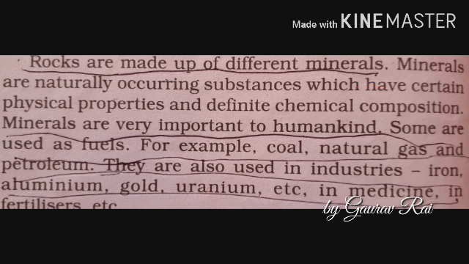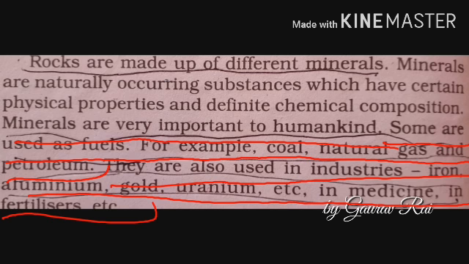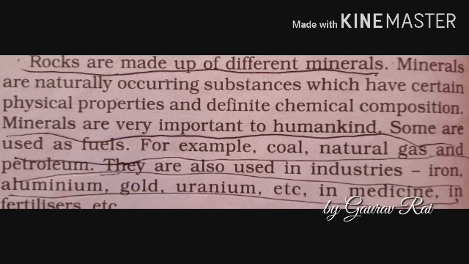So rocks are made up of different minerals. Minerals are naturally occurring substances which have certain physical properties and definite chemical composition. Minerals are very important to humankind. Some are used as fuels. As you know, rocks are made of different minerals, and minerals are naturally occurring substances that are not made by human beings, and they have certain physical properties, qualities and definite chemical composition. And minerals are very important for humankind.